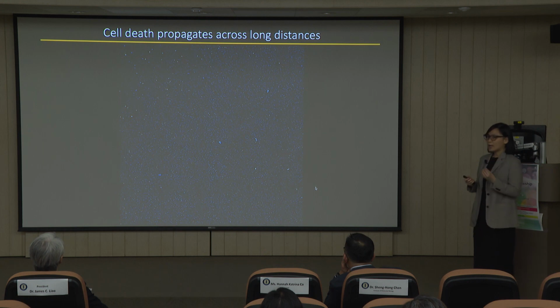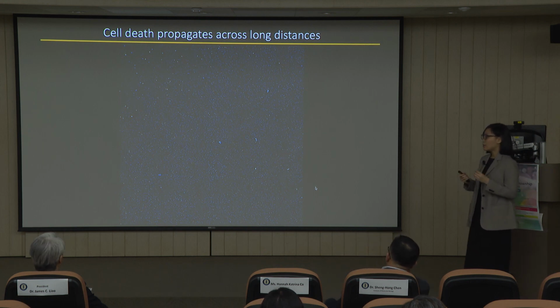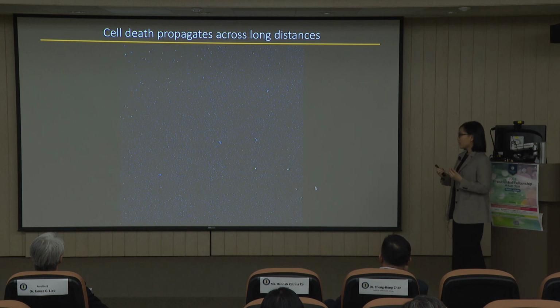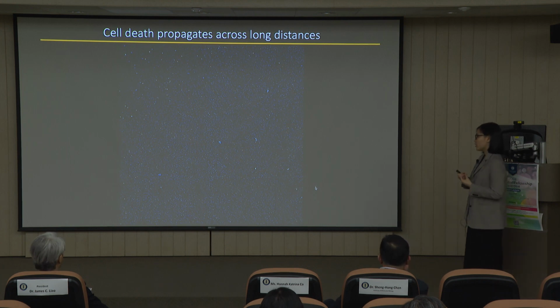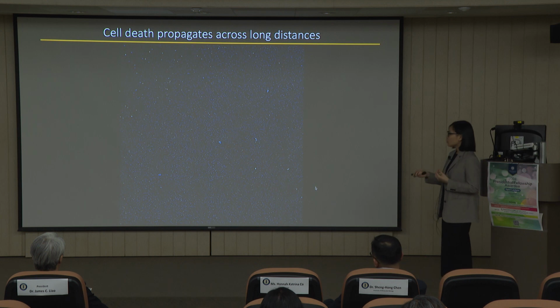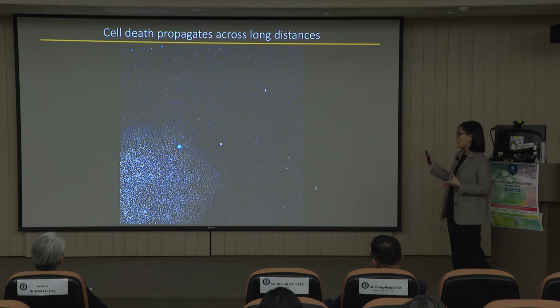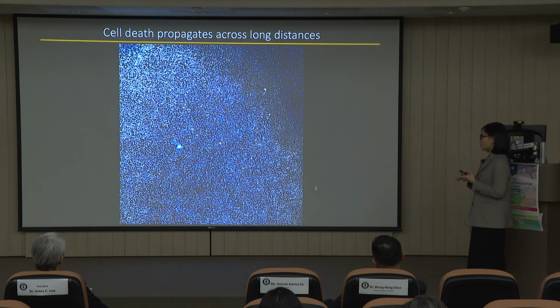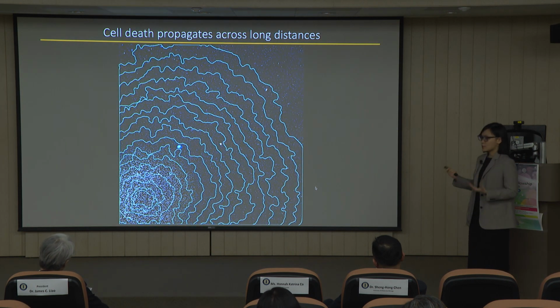Here, I could use light elimination or photoinduction to control the timing and spatial location where it would initiate. So here, I did photoinduction at this local region, and you would see cell deaths to initiate and propagate across these thousands of cells at a constant speed, as indicated by this constant progression of the cell death boundaries.